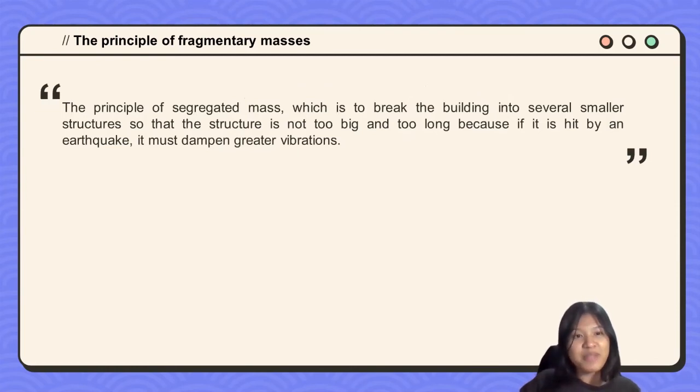And the last one is the principle of fragmentary masses. The principle of segregated mass is to break the building into several smaller structures so that the structure is not too big and too long, because if it is hit by an earthquake, it will have greater vibration.